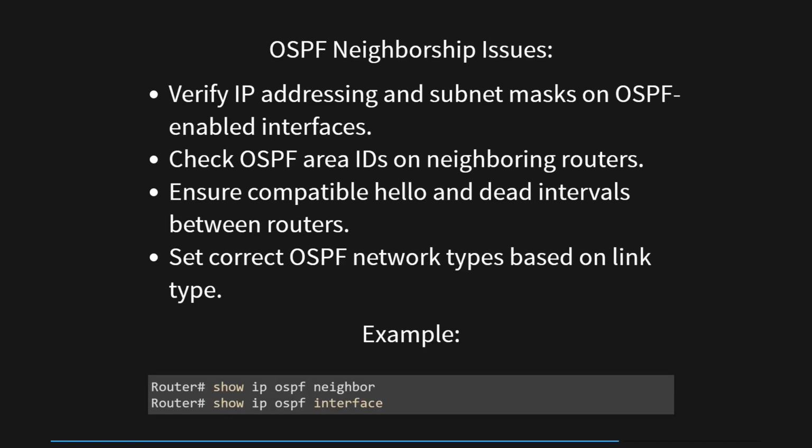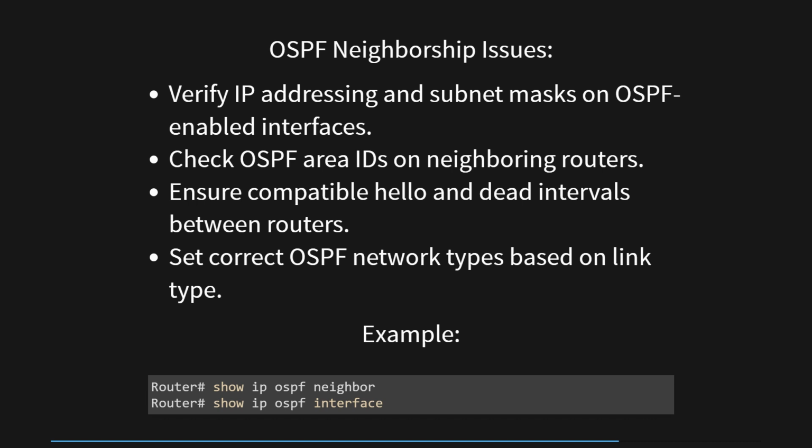One of the primary challenges encountered in OSPF implementations is the failure to establish OSPF neighbor adjacencies, which hinders proper communication and route exchange between routers. To address this issue, several factors must be verified for correctness.